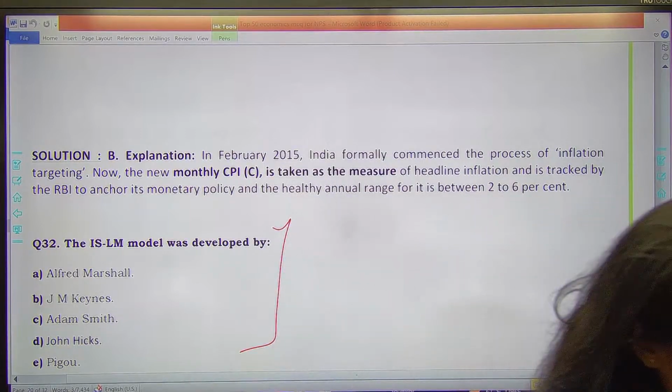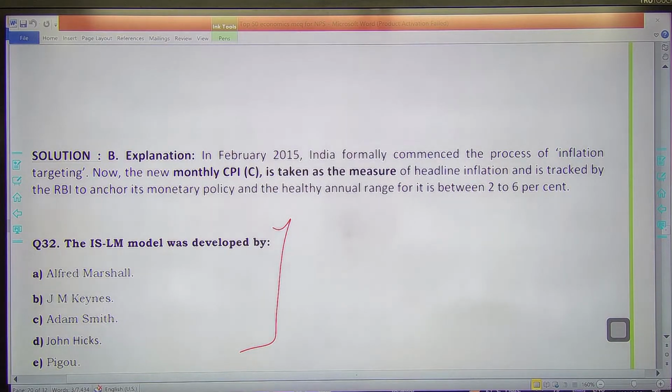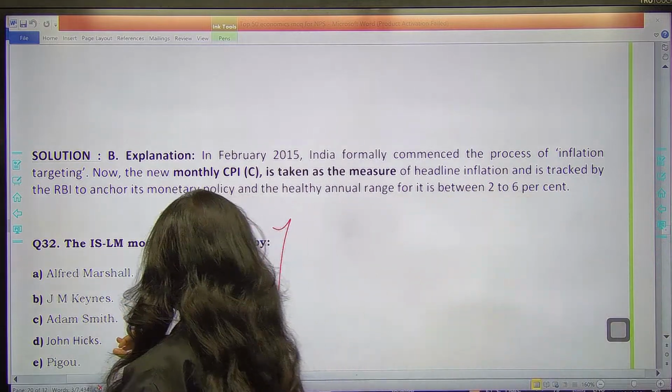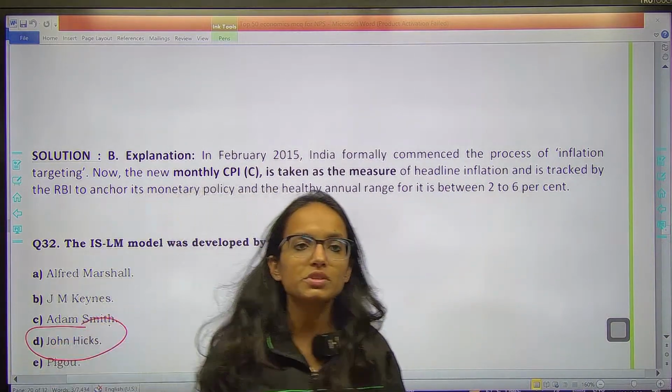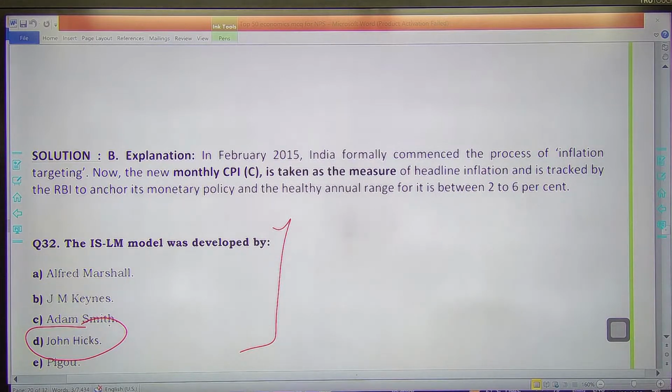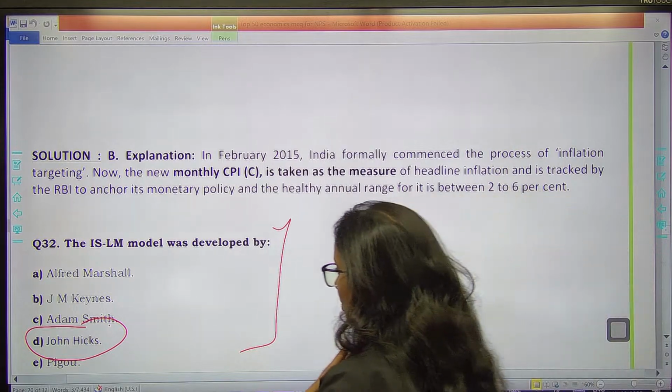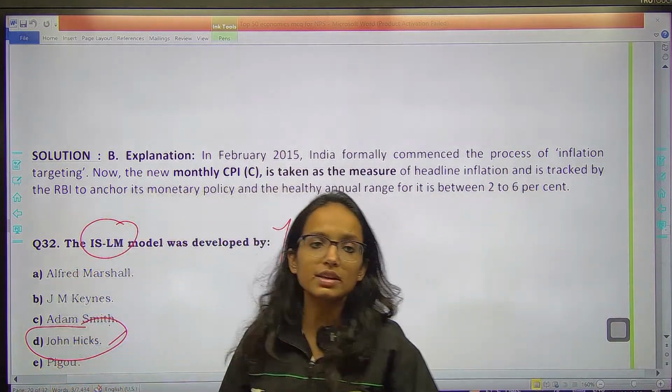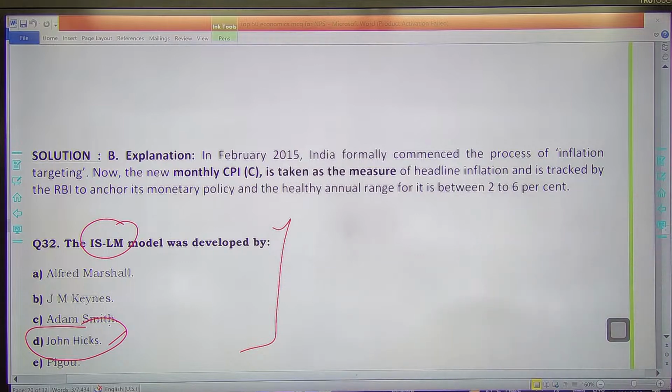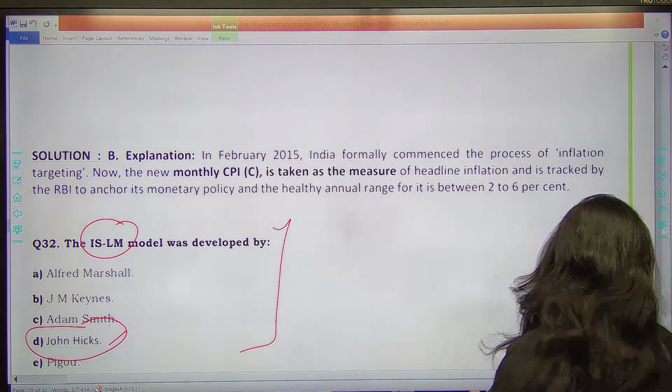Next, the ISLM model was developed by whom? Who has developed the ISLM model? It was developed by Sir John Hicks. Okay, so option D would be the correct answer here. Remember, ISLM was developed by Sir John Hicks in 1937. No, not by Alfred Marshall. ISLM was developed by John Hicks in 1937. Remember that. Yes, D is the right answer. John Hicks.